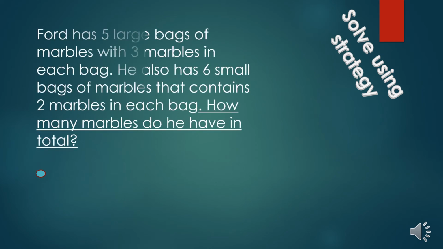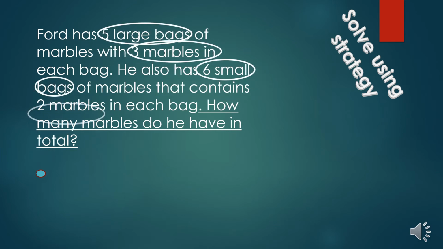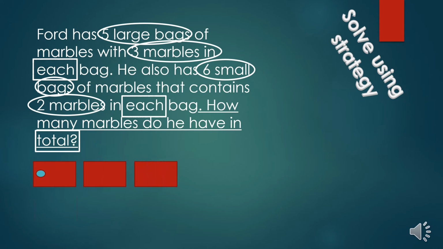S tells us to go ahead and solve using our strategy. So to recap my problem, I circled all my numbers with the words that go with them, I boxed in my keywords, and I underlined my question. And so I know going back, I am going to multiply. Since I am trying to look for how many total marbles he has, I can see that 5 large bags means there are 5 groups and there are 3 marbles in each bag.